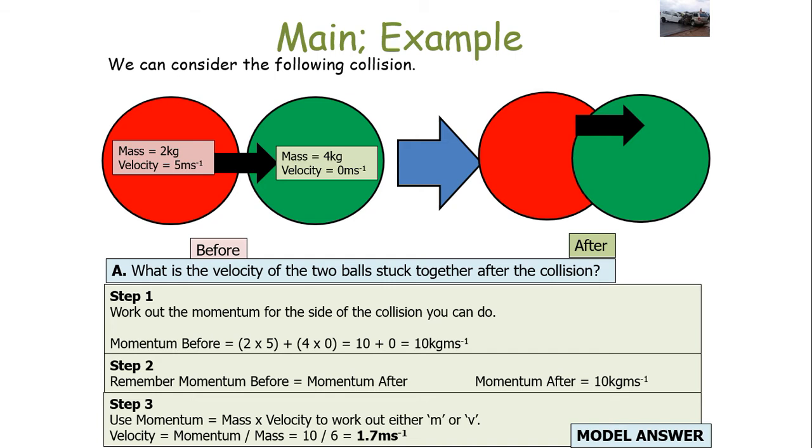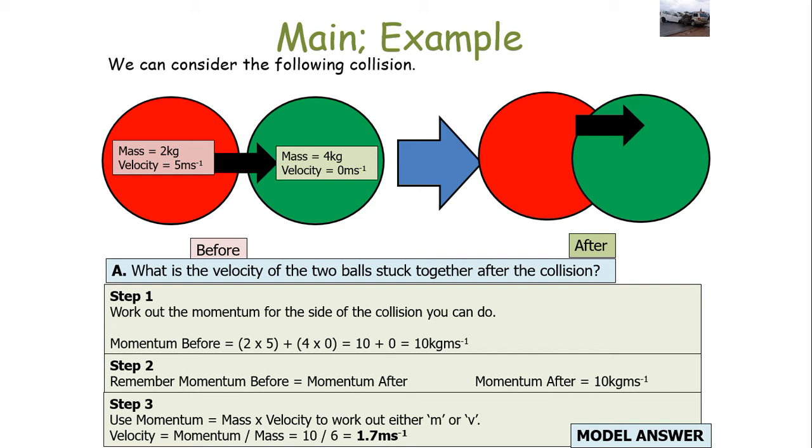The third step is to use the equation momentum equals mass times velocity and rearrange it to work out the term we want. In this question we want to work out the velocity. So we rearrange the equation to say velocity equals momentum over mass. We know the momentum is 10 from step 2. We know what the mass is because we have the masses originally and they're stuck together. So if a 2 kilogram ball sticks to a 4 kilogram ball, the overall mass is going to be 6 kilograms. So the sum we're going to do is momentum divided by mass. 10 divided by 6, so it's 1.7 meters per second.